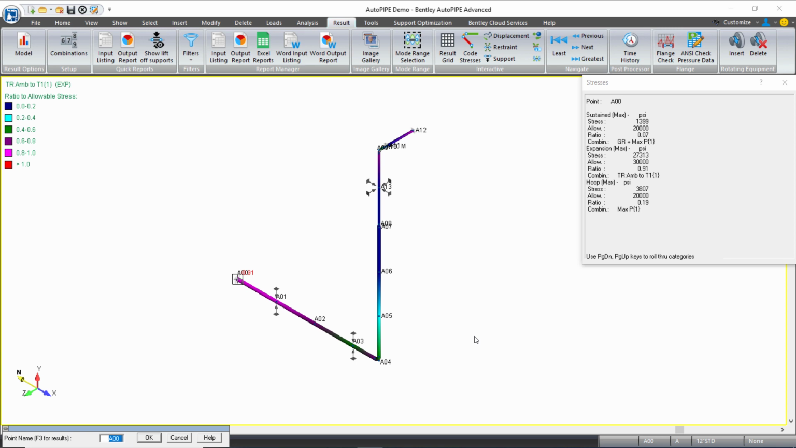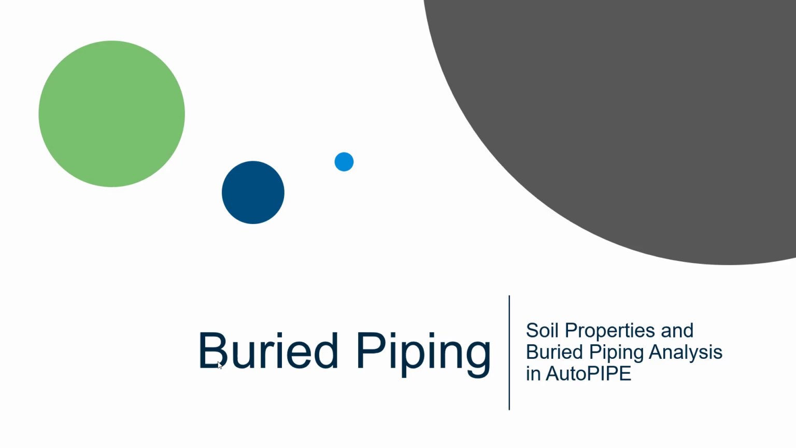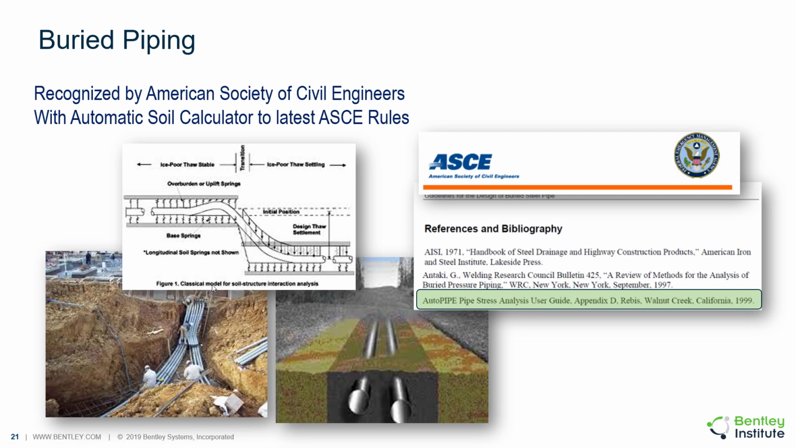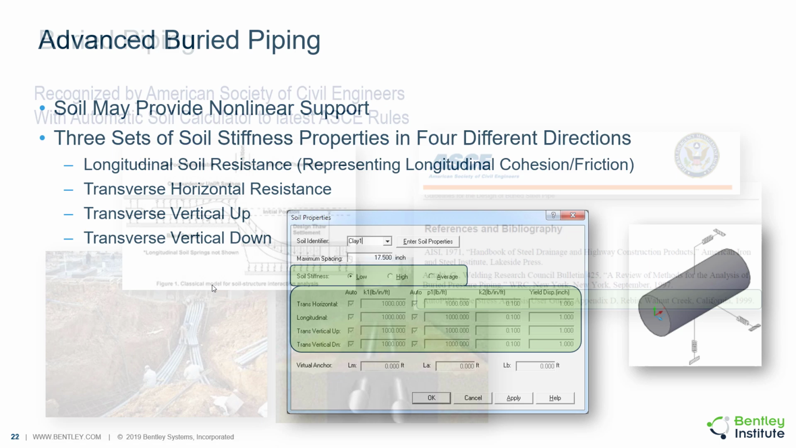So let's take some time and go into a bit of a presentation to understand all of the options with buried piping. While this was showing inserting soil stiffness values over your buried piping, we do have many additional advanced analysis capabilities as well. So let's learn a little bit more about soil properties and buried piping analysis in AutoPIPE. AutoPIPE has a buried piping module that's recognized by ASCE, and it can handle both static and dynamic loads. And we also have some additional advanced soil capabilities, including traffic loading, seismic wave propagation, and building settlement that we'll talk more about.